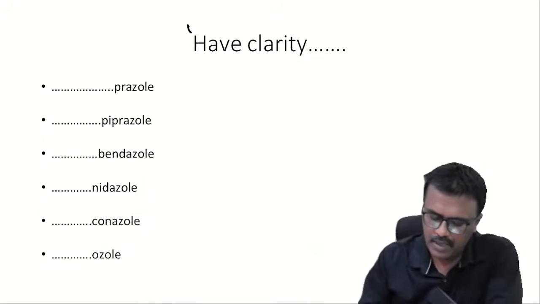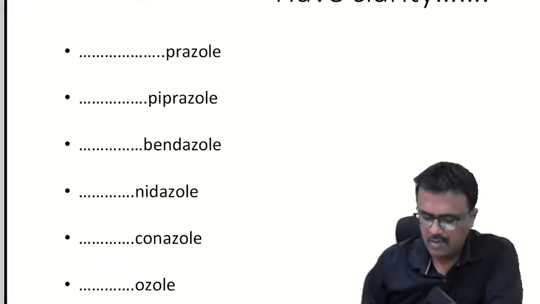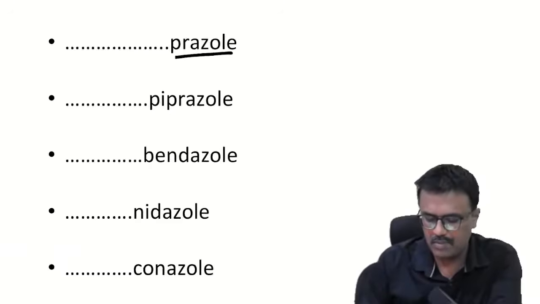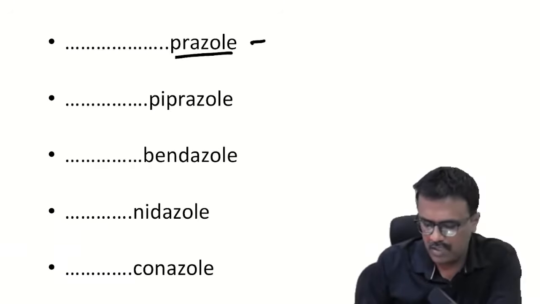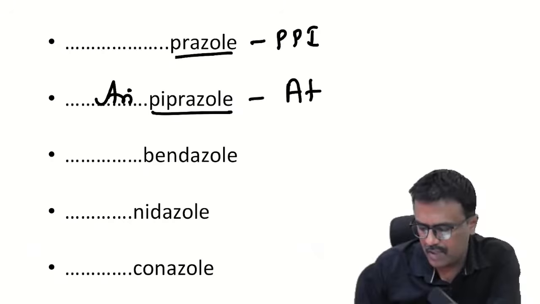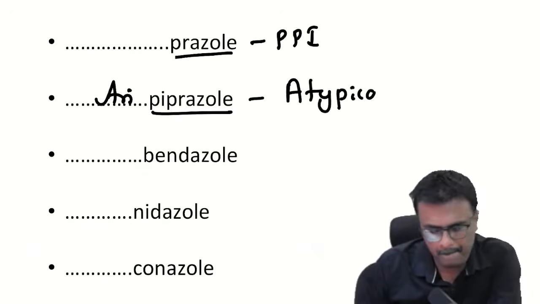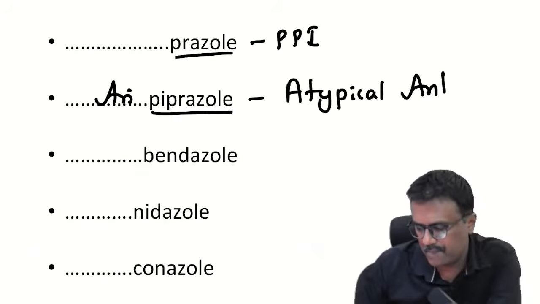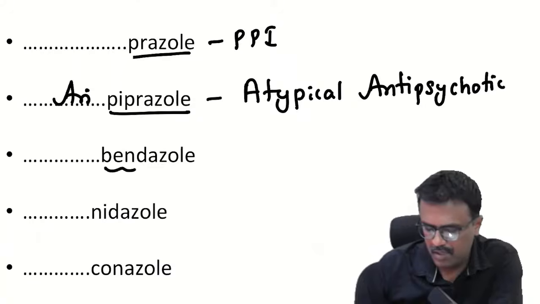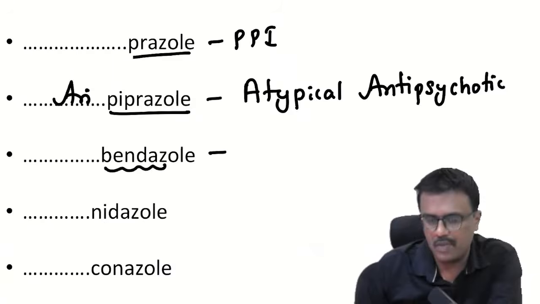So there are some clarities I want to give you, because some of the drugs end with azole. Remember, if a drug ends with prazole, pantoprazole, omeprazole, it's a PPI. But if a drug ends with piprazole, for example aripiprazole, it is an atypical antipsychotic. If a drug ends with bendazole, albendazole, it is an anti-helminth.